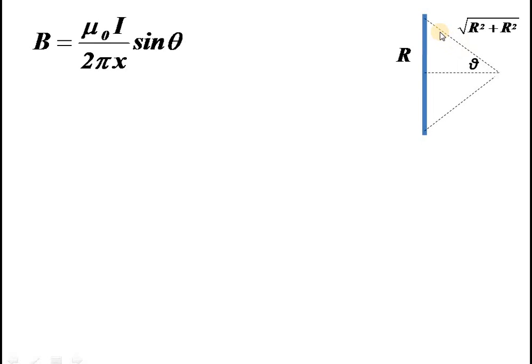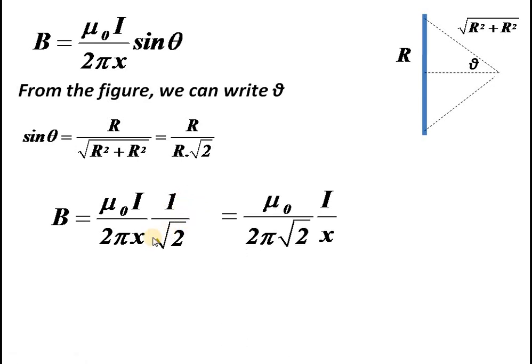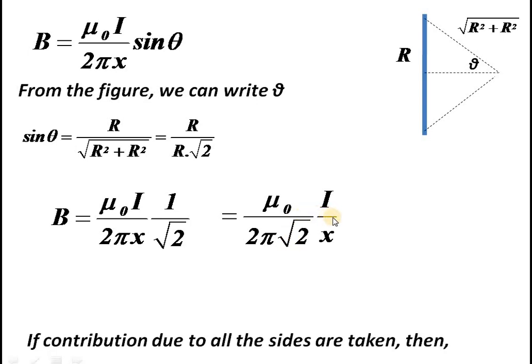So this is theta, so sin theta will be this side by hypotenuse, opposite side by hypotenuse. So we get sin theta equals r divided by the hypotenuse length, which is the square root of r squared plus r squared, so that becomes r root 2. By cancelling r and r, you get sin theta equal to 1 by root 2. So this equation becomes mu 0 I by 2 pi x into 1 by root 2. Now rearrange it to put all the constants on one side: mu 0 upon 2 pi root 2, I by x.